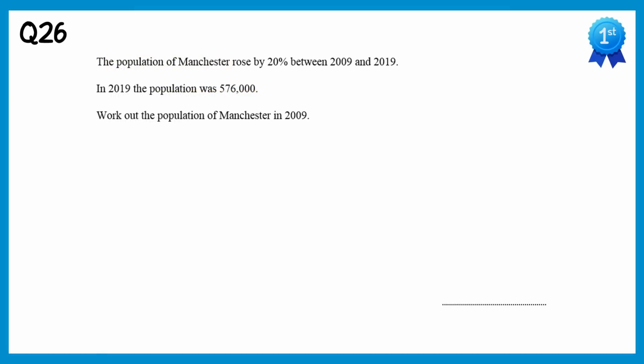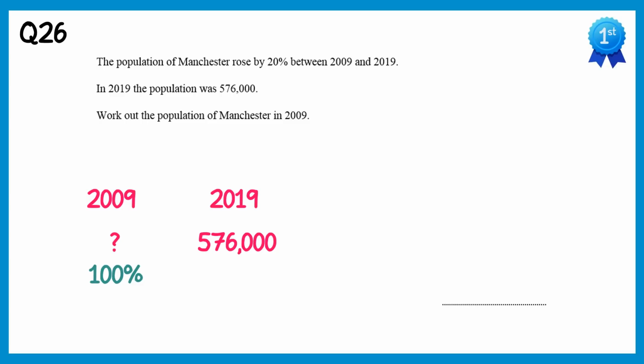In this question, we're looking at the population in 2009 and 2019. We know the population in 2019, that's 576,000, but we need to work out the population back in 2009. Imagine the population in 2009 represents 100%. It says in the question to get from 2009 to 2019, we add 20%. So the amount in 2019 would represent 120%.